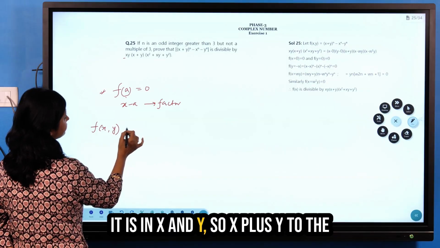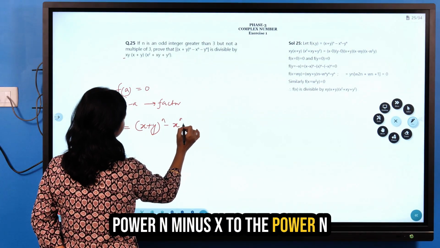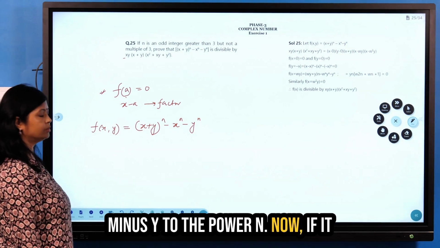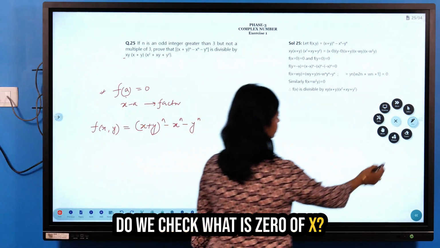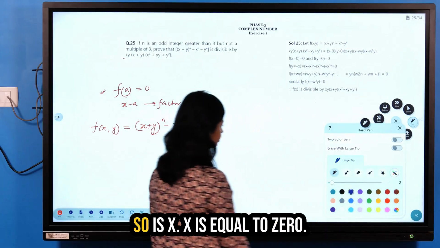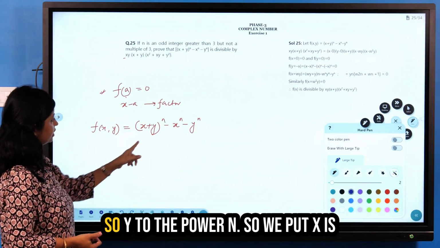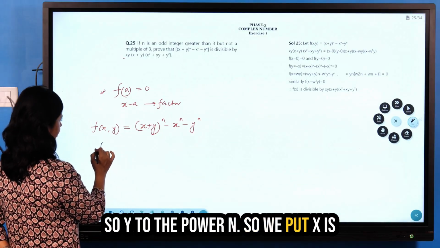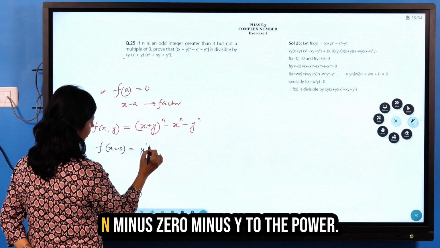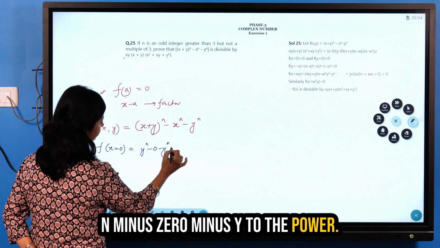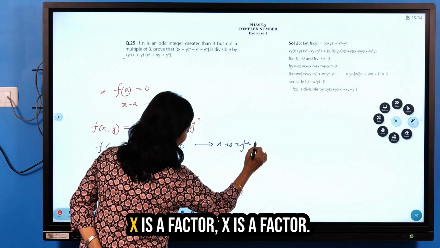Now look at the expression. It is in x and y: (x plus y) to the power n minus x to the power n minus y to the power n. If it is going to be divisible by x, how do we check? What is the 0 of x? 0 of x is nothing but 0 itself. So, is x equal to 0 making it 0? Let's check. We put x equal to 0. So y to the power n minus 0 minus y to the power n is equal to 0. This implies that x is a factor.